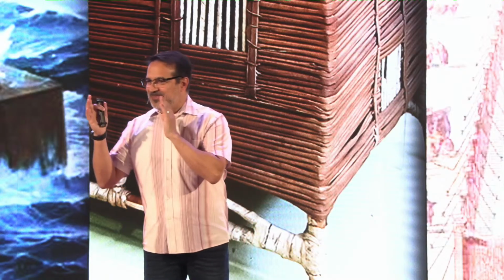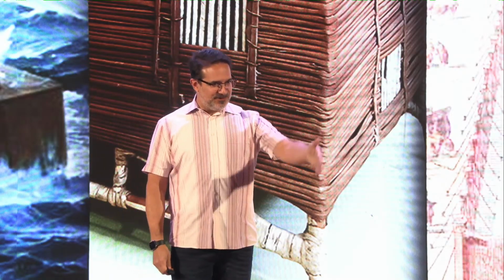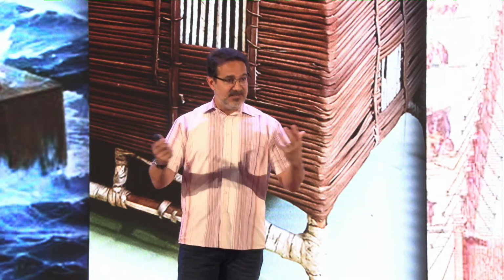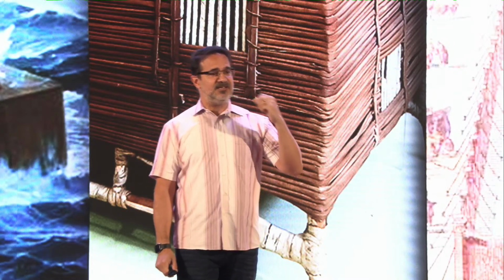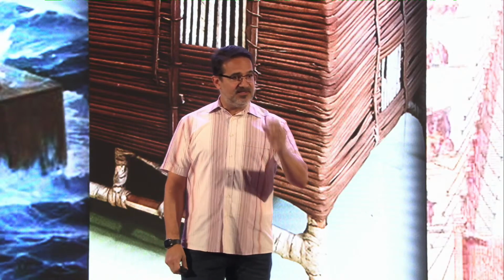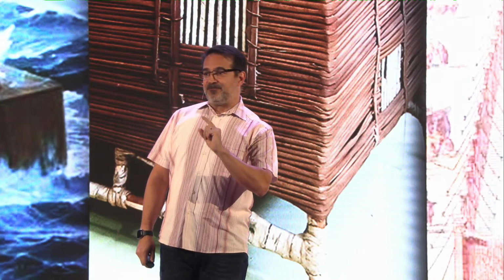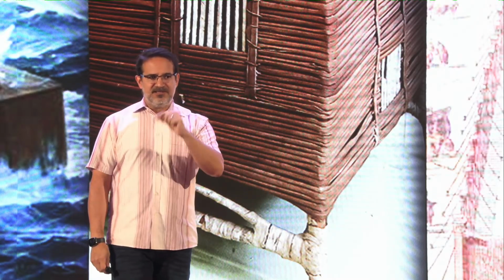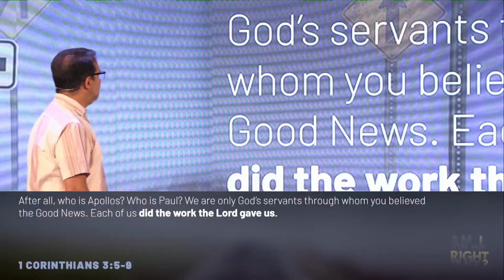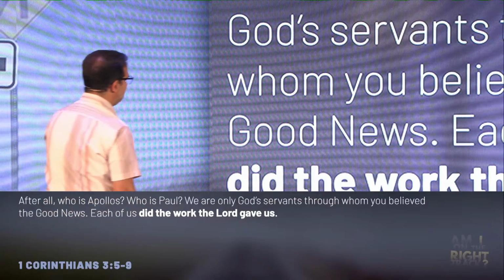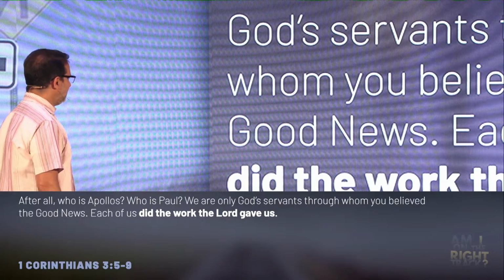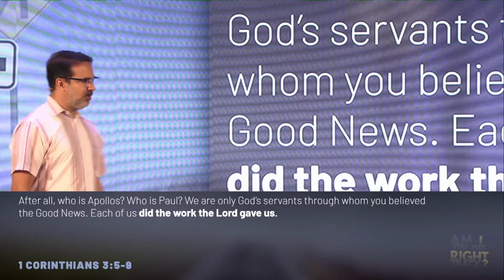So here we go. We ended in 1 Corinthians 3, where we were told that we are in fact this temple. Paul makes it explicit that we are this temple. But for us to really understand that, we have to go back a few verses to get some of the context. So he says, after all, this is 1 Corinthians 3, who is Apollos and who is Paul? We're only God's servants through whom you believed the good news. Each of us did the work the Lord gave us.